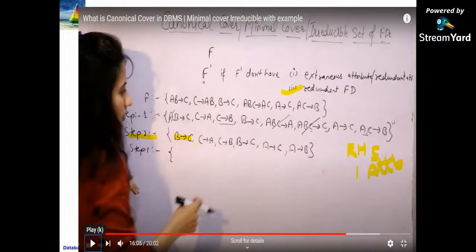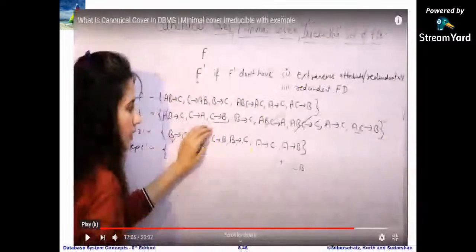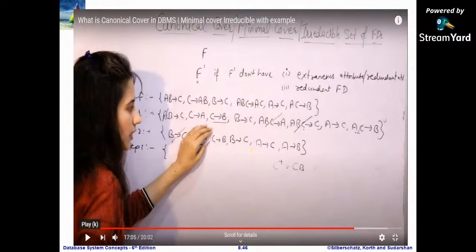Now we will process these functional dependencies. To process the first functional dependency, you have to hide it and calculate the value of C plus. How to hide it? You can hide it like this and calculate the value of C plus. What is the value of C plus? C is deriving B and B is deriving C. So C plus will consist of CB.